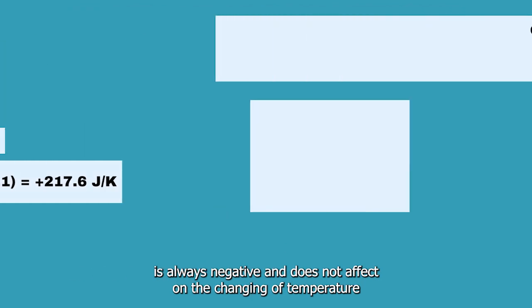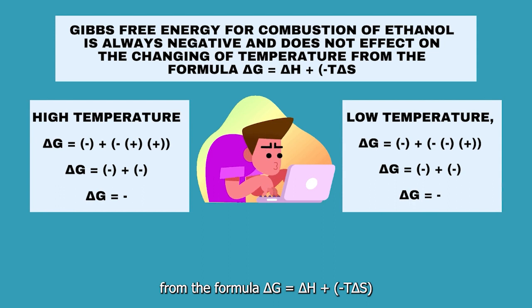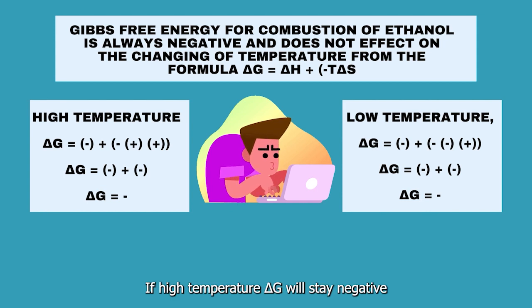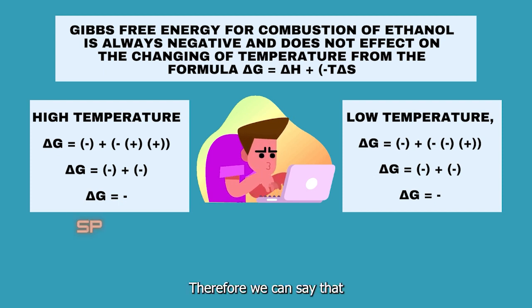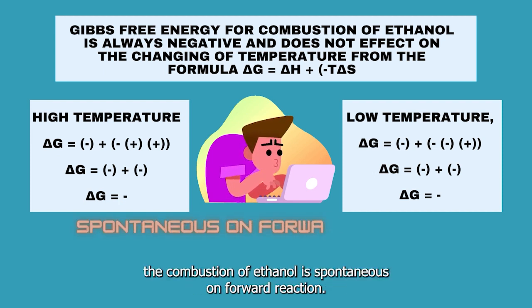does not depend on the change of temperature, from the formula delta G equals delta H minus T delta S. If high temperature, the delta G will stay negative, and if low temperature, delta G will also be negative. Therefore, we can say that the combustion of ethanol is spontaneous in the forward reaction.